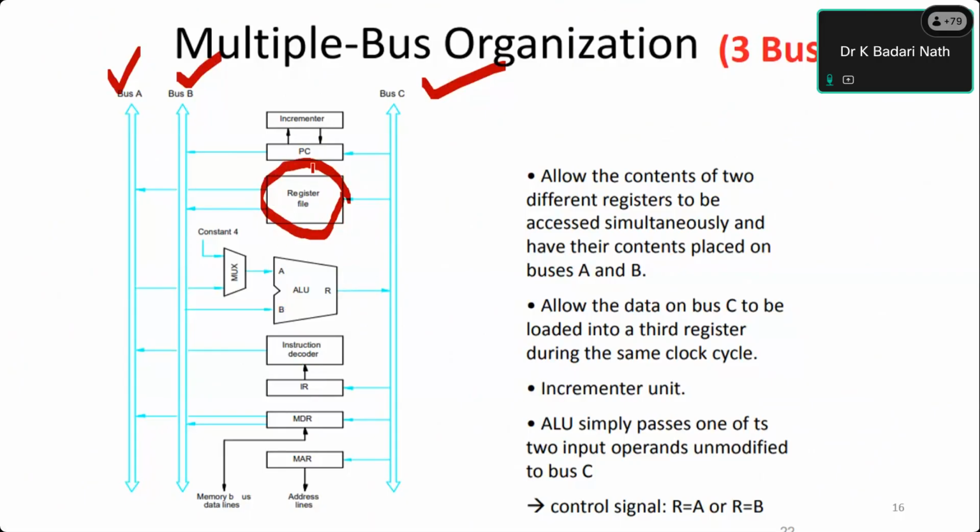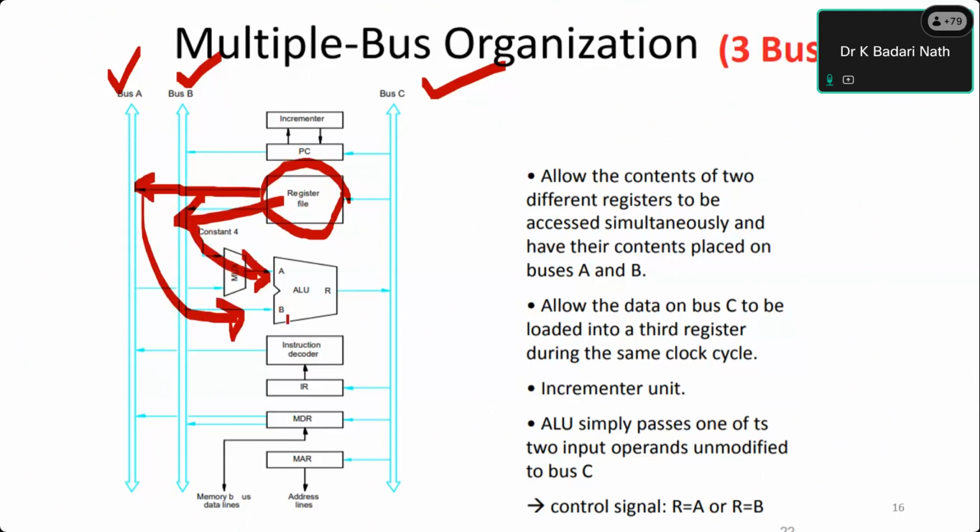Now if I want to read the contents of a register, how many can I read? I can read two at a time. One of the registers I can get onto bus A, and another register I can get onto bus B. So at a time I can read two register contents and place them on the buses. Since you are able to place two operands on the buses at a time, you are able to connect two operands directly onto the ALU. You can place one operand and another operand directly, so you don't wait for one more clock cycle.